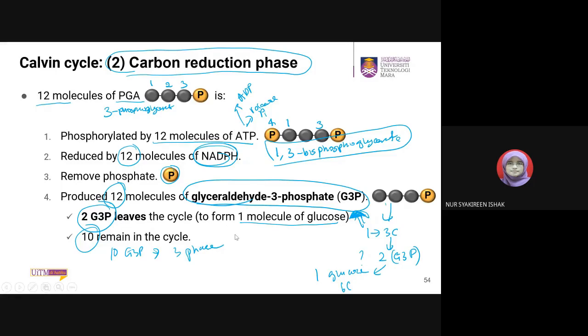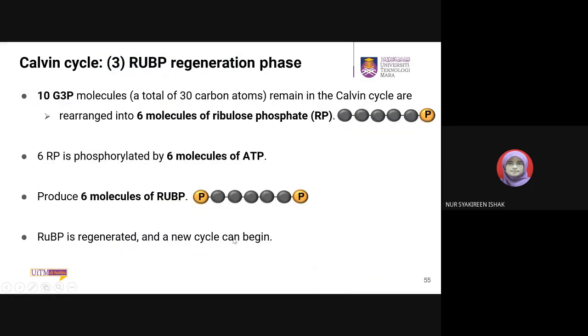So what is the third phase? The third phase is the RUBP regeneration phase. Tadi phase yang pertama dah guna dah RUBP. So because it is a cycle, you have to regenerate back the carbon dioxide acceptor, the RUBP molecule. So nak kena generate daripada 10 G3P yang terhasil tadi. Okay. So 10 G3P molecule which will total up to 30 carbon atoms. Faham tak kat sini? 30.